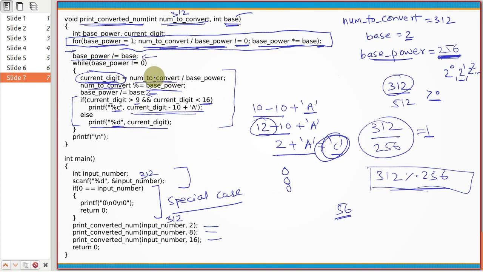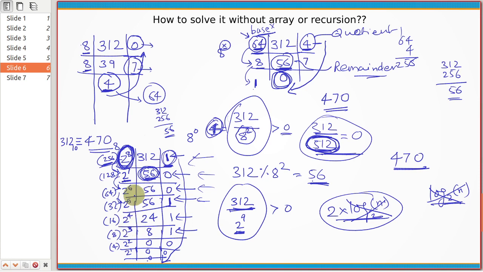And it will repeat and continue until your base power becomes 0, and that's what we want, right? Because here this remainder was 0, but still we wanted to print some zeros at the end, right? And how many zeros, that can only be understood by base power.